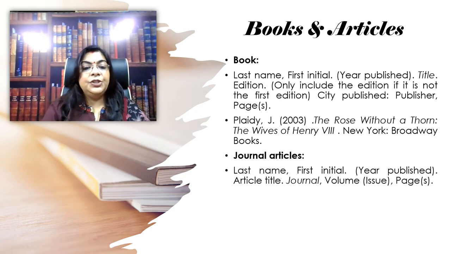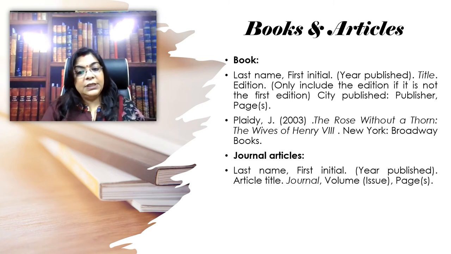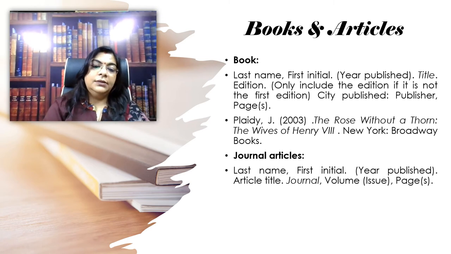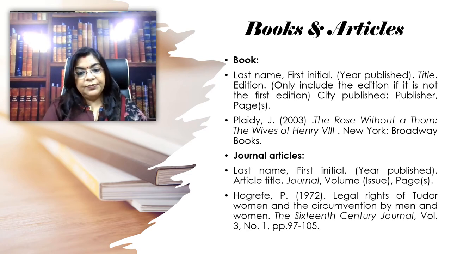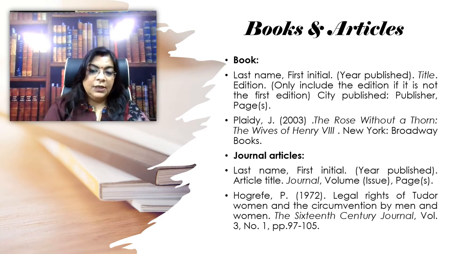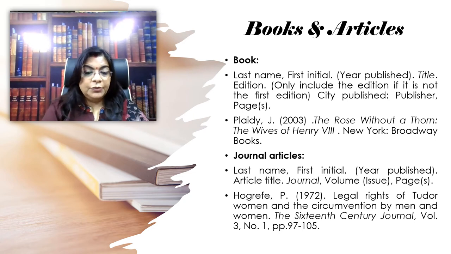Then if you are quoting journals or articles, then again last name, then first initial, year of publication, article title, journal volume, issue, and then pages, as this has been written. So you have to be very careful whenever you are writing this. I'm going to give you the details in the description box only, the notes in the description box only, so that you can refer to that also.